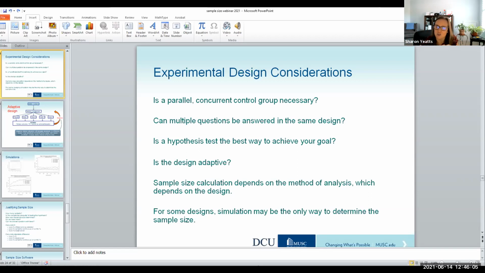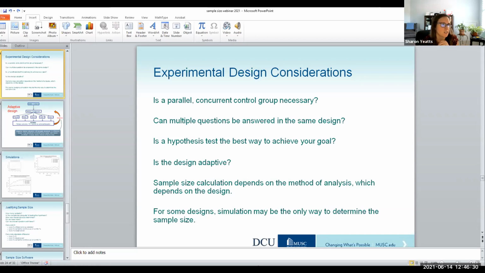The sample size calculation that you're going to use depends on the method of analysis, which depends on the design. So again, are you evaluating people at a single time point, or are you evaluating them longitudinally over time? If you are making use of longitudinal data, there are sample size implications for that. So you want to be aware of those things. And for some designs, simulation may be the only way to determine the sample size.